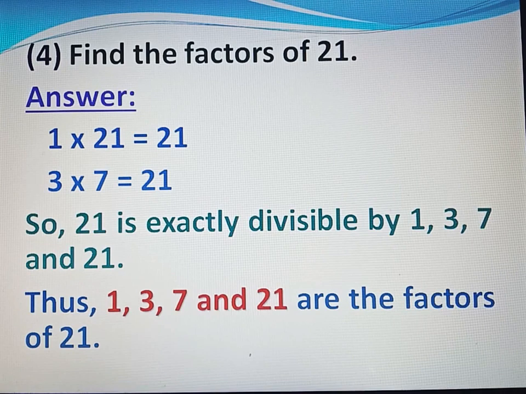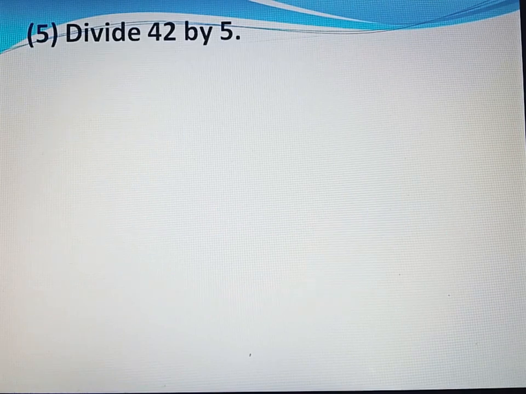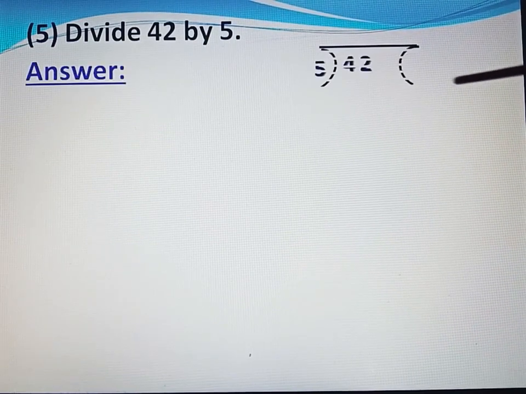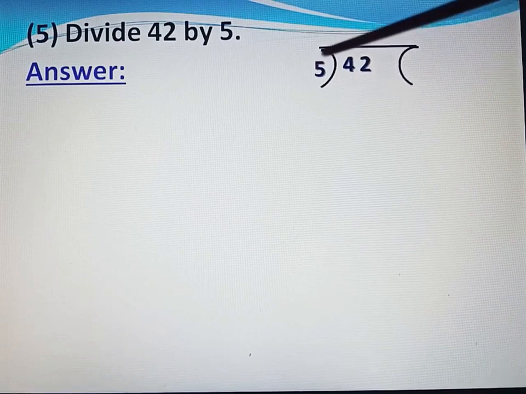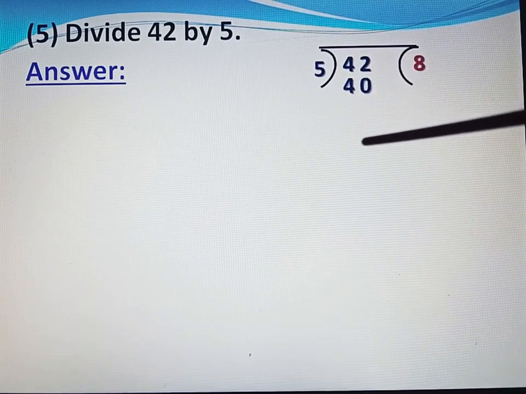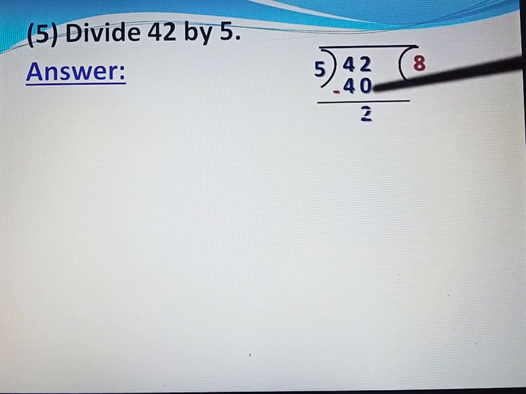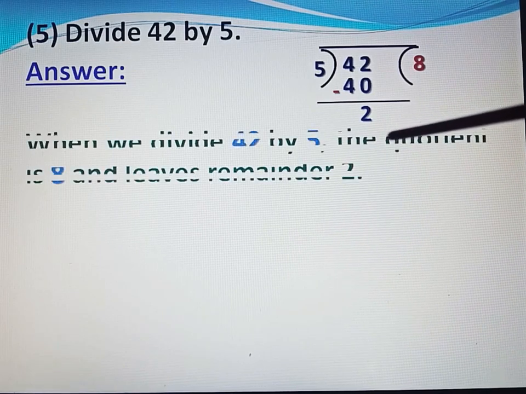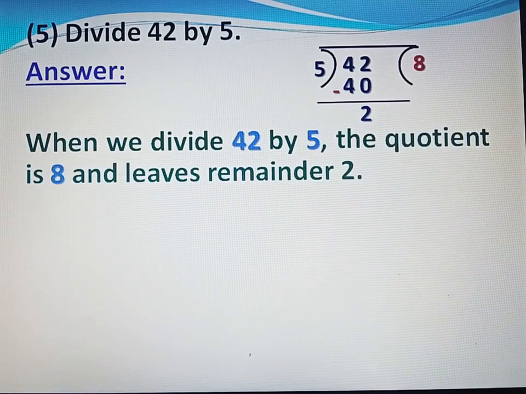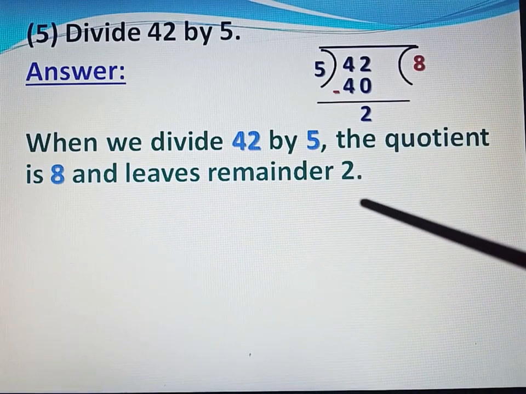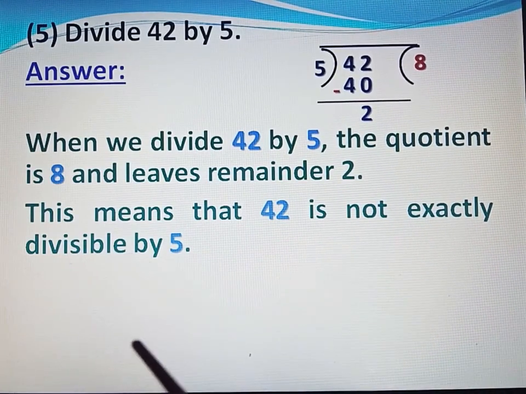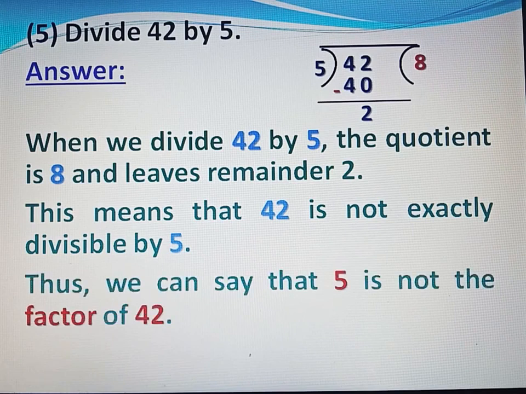Now question number 5. Divide 42 by 5. We will divide 42 by 5. Answer, we will do division. See, 5 8 ja 40 and then we will do subtraction. See, 2 minus 0, 2. 4 minus 4, 0. Hence quotient equal 8 and remainder equal 2. When we divide 42 by 5, the quotient is 8 and leaves remainder 2. This means that 42 is not exactly divisible by 5. Thus we can say that 5 is not the factor of 42.